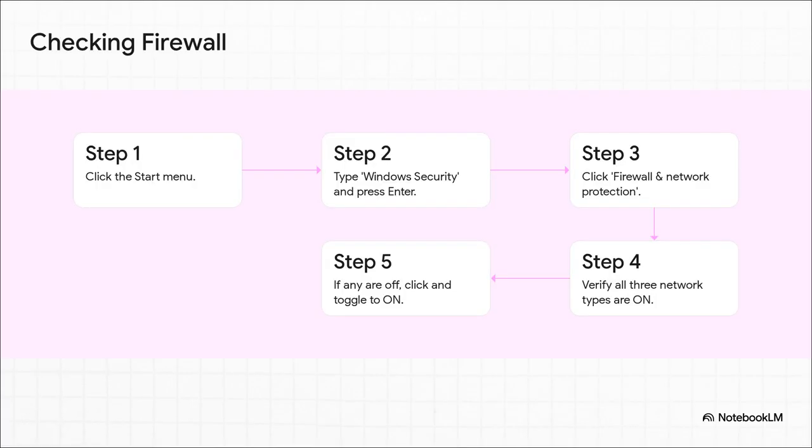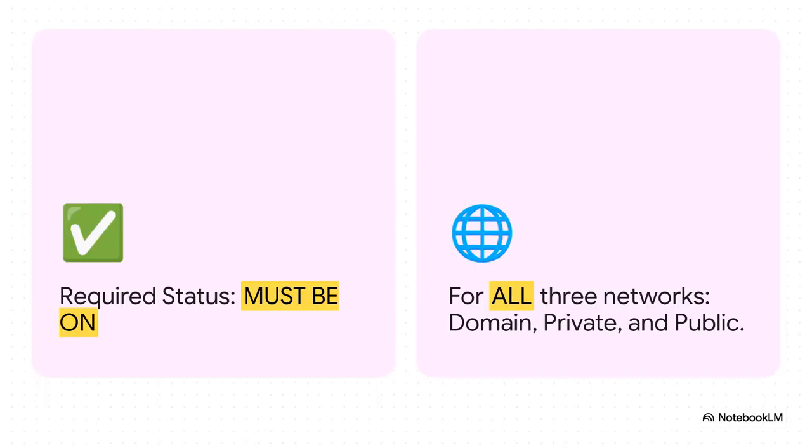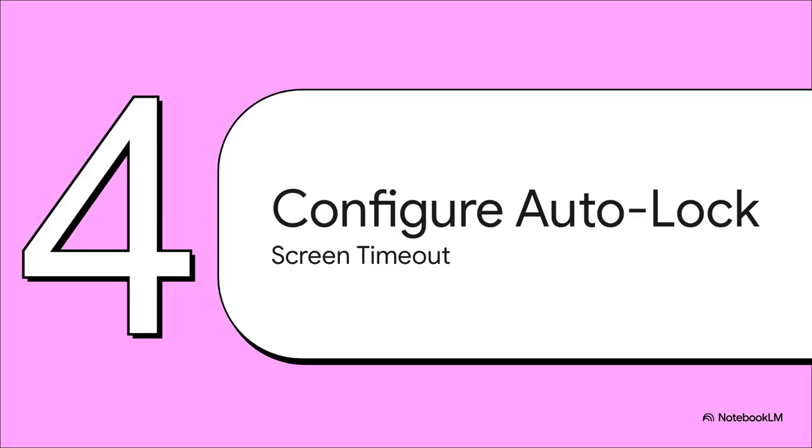Checking this is easy. Just click the Start menu and start typing Windows Security. When it pops up, open it and head to the Firewall and Network Protection section. This will show you the status for the different kinds of networks you connect to. And when you get to this screen, what you're looking for is the word on, usually with a nice green check mark, next to all 3 of these network types: domain, private, and public. If you see that any of them are off, click on it right away and toggle that firewall to the on position. Let's move on to the next one.